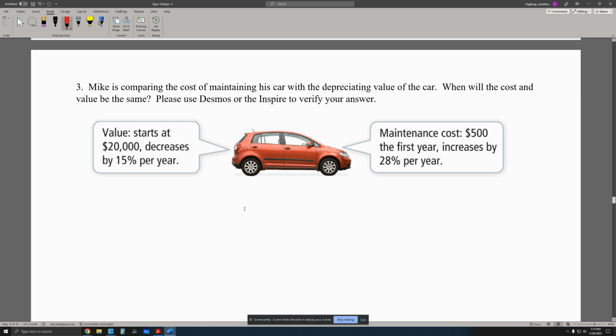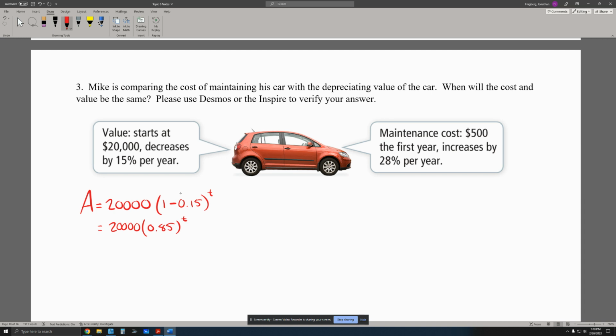Okay, so if I want to compare these, I have to write some models for each of these representations. So we'll start with the value. I know that the value is equal to the principal amount, $20,000, times 1, and then is decreasing by 15%. So we're going to say minus 0.15 each year. So that would be to the t. And let's go ahead and clean that up a little bit. $20,000 times, this would be 0.85.